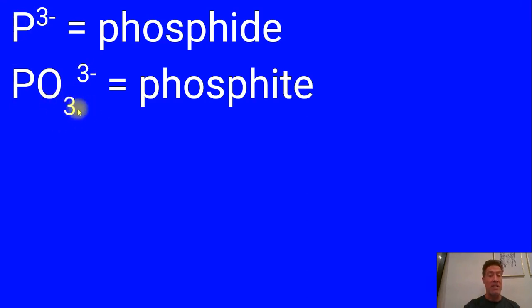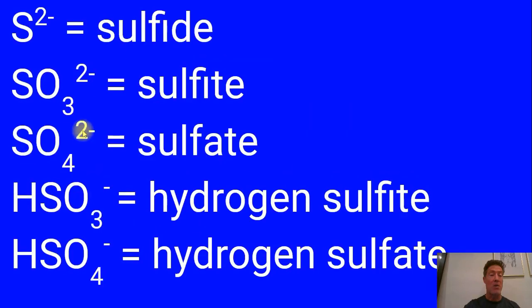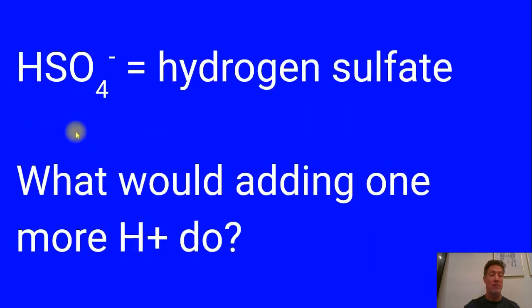So here we have phosphite and phosphate. Again, this is very similar to the sulfite and the sulfate. So if you remember the 3-4 combo there, you should be able to remember the 3-4 combo here. The difference here is that all of these are -3s, whereas when we were back here, these were all -2s.